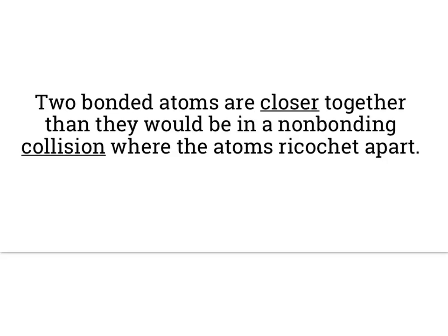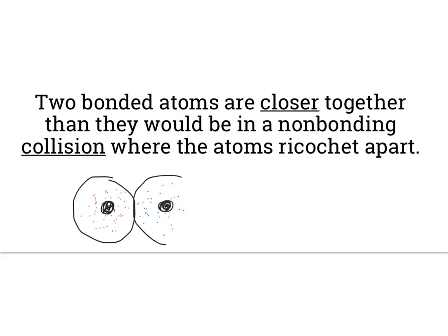So, two bonded atoms are closer together than they would be in a non-bonding collision where the atoms ricochet apart. Basically, two atoms that are bonded are closer than those two atoms if they aren't bonded. So let me give you a picture. We got two atoms, and this is the electron cloud of the left one. This is the electron cloud of the right one. And I've tried to draw the dots where they're pretty close to each other. Okay, those are non-bonded because you've basically got that one and that one. Those are about the areas you'll find them in.